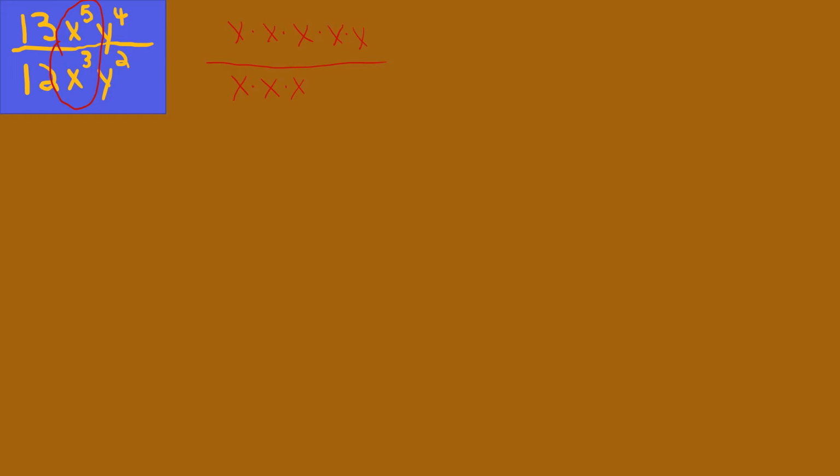Now, we could have got the same answer from just going by the quotient rule, which is subtracting the exponents. We could also have done this. We could have scratched out these three: one, two, three. And what do you have left? You have two x's. Two x's means x squared. Okay. Same thing.